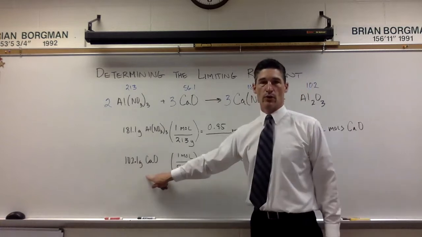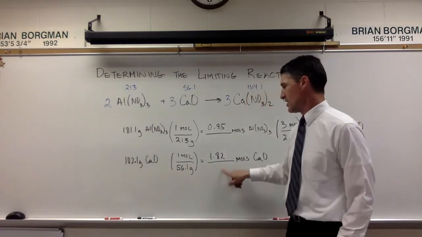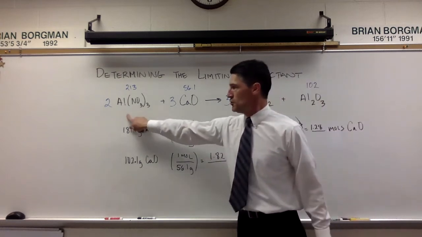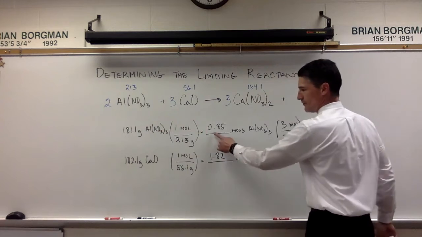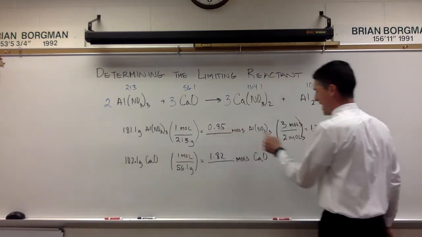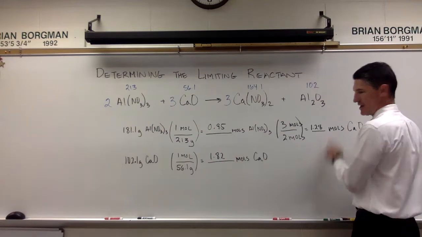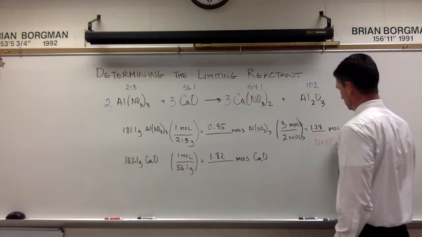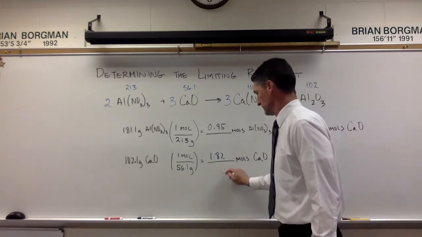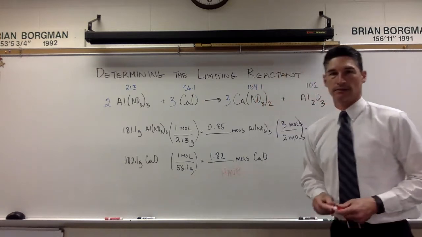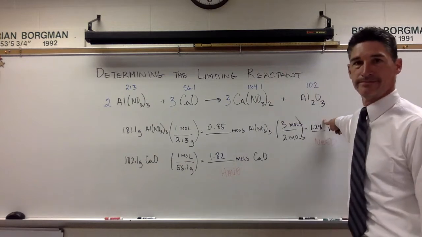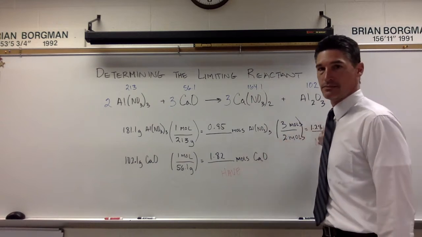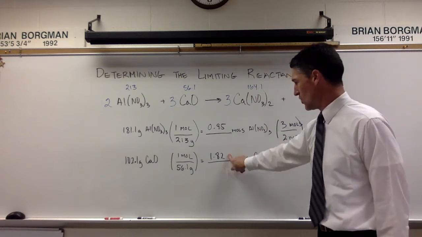When you weigh out 102.1 grams of calcium oxide, you divide by its molar mass, you are looking at 1.82 moles of calcium oxide. If we go for every 2 moles of this, we need 3 moles of this. So for every 0.85 moles of aluminum nitrate, I'm going to need 1.28. So this is what you have. This is what I need. This is what I have. Okay? I need $1.28. That's the cost. I have $1.82. Do I have more than I need? Yes, I have more than I need.